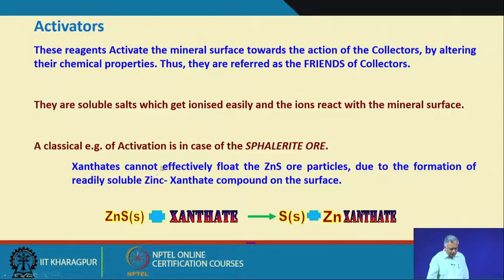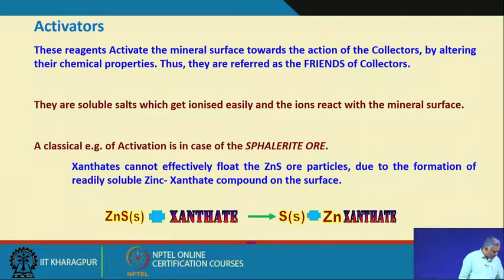A classical example of activation is in the case of the sphalerite ore, that is ZnS. Here the xanthates cannot effectively float the ZnS ore particles, although they are termed collectors, because the effectiveness is very poor due to the formation of a readily soluble zinc xanthate compound on the surface based on this reaction: ZnS plus xanthate gives you zinc xanthate. Because of this zinc xanthate compound, the floatability of the ZnS ore gets reduced.